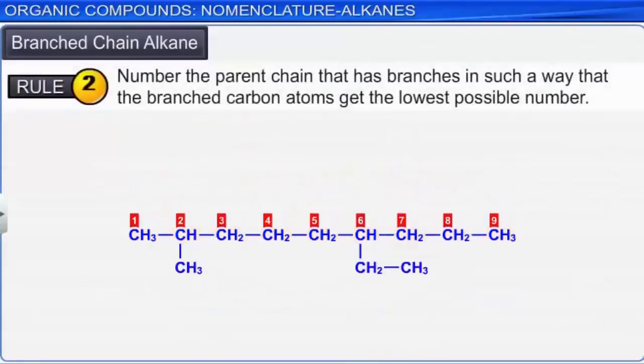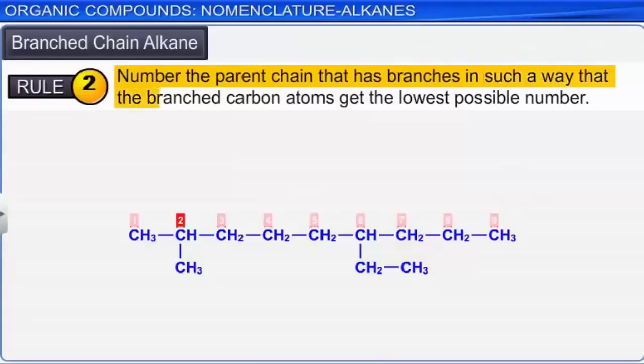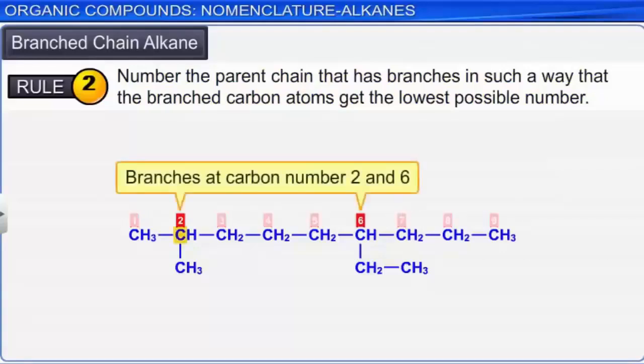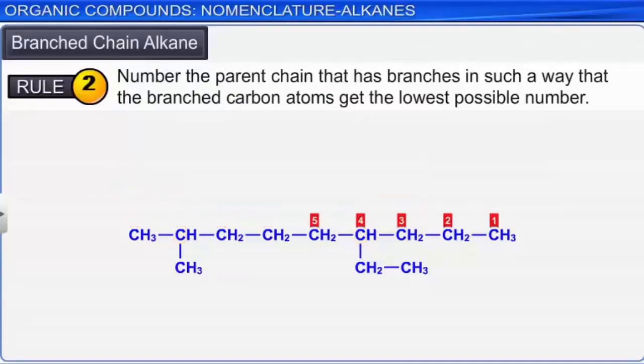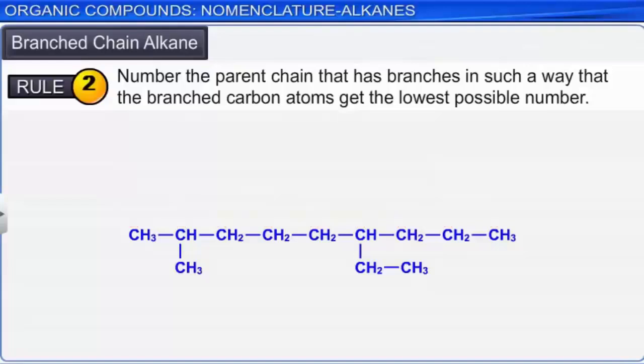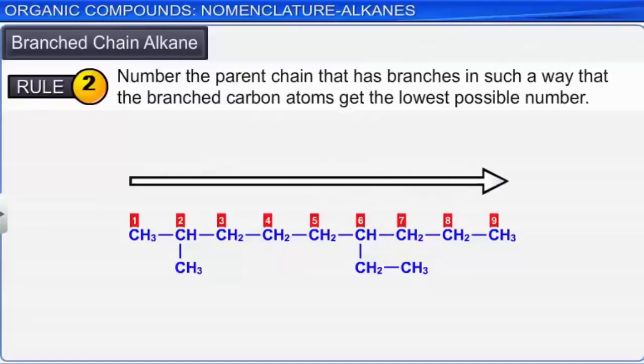Rule 2. Number the parent chain that has branches. The numbering of the chain is done in such a way that the branched carbon atoms get the lowest possible numbers. If we number the chain from left to right, then the branches are located at carbon 2 and 6. And if we number the chain from right to left, then the branches are located at carbon 4 and 8. As per rule 2, the numbering should be done from left to right.